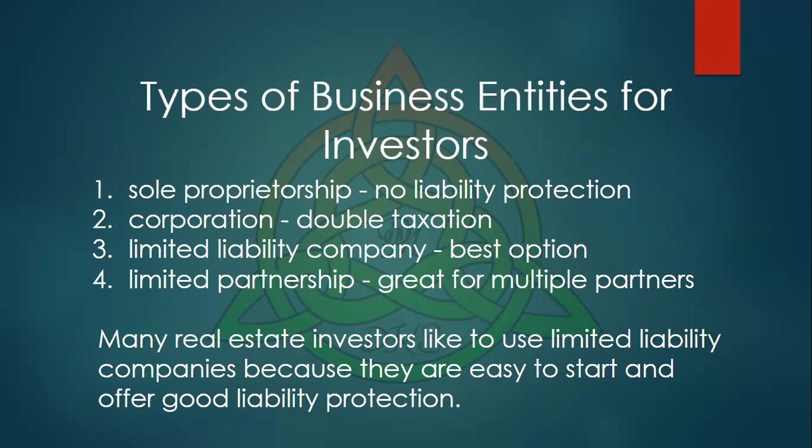Sole proprietorship is one of the easiest ways of putting together a business because it requires no organizational filings or annual paperwork. You don't even need to file a separate tax return. Instead, your business reports its income or loss on a Schedule C of your federal income tax return. The disadvantage of a sole proprietorship is that it has little to no liability protection.